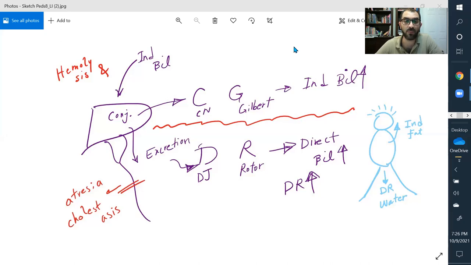Problem with excretion will give you direct hyperbili. You cannot excrete. It's getting conjugated, but it's not getting excreted into your bile ducts, or it's leaking from the bile ducts. Like Dubin-Johnson and Rotor, like biliary atresia, like cholestasis.